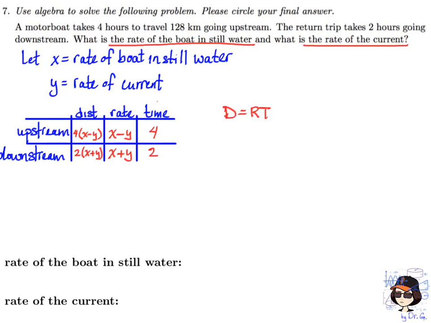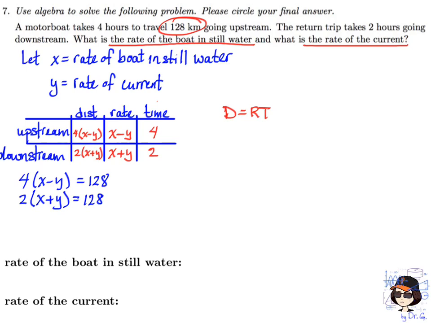Okay, so now for our equations, we're going to use the distances in the distance column, and the fact that we know the actual distance is 128 kilometers. So let me circle that up here. Both trips, the distance is 128 kilometers. So we can write down 4 times x minus y equals 128, and we can write down 2 times x plus y equals 128.